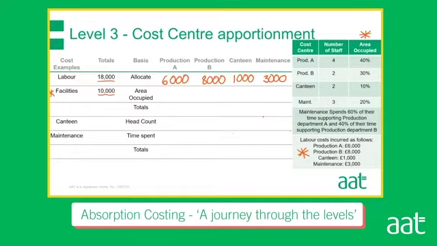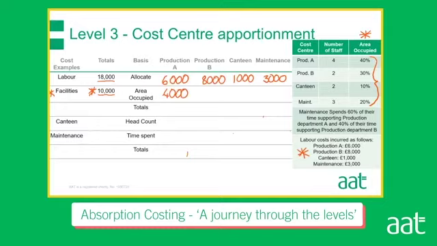And here on our table on the right-hand side, we can see we have the statistics. These sort of things are provided to you in your exam. So we can see that 40% of the building is occupied by production A. So 40% of the £10,000 bill will go to production A, £4,000.